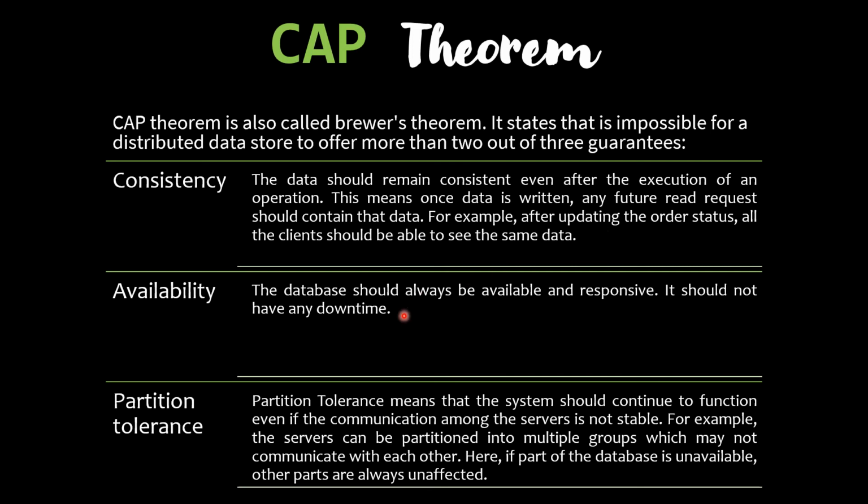And lastly, partition tolerance. It means that the system should continue to function even if the communication among the servers is not stable. For example, the servers can be partitioned into multiple groups which may not communicate with each other. Here, if part of the database is unavailable, other parts are always unaffected. So that means it's not a fault or any malfunction. Out of these three, only two are allowed in this distributed data store. So you have to choose.